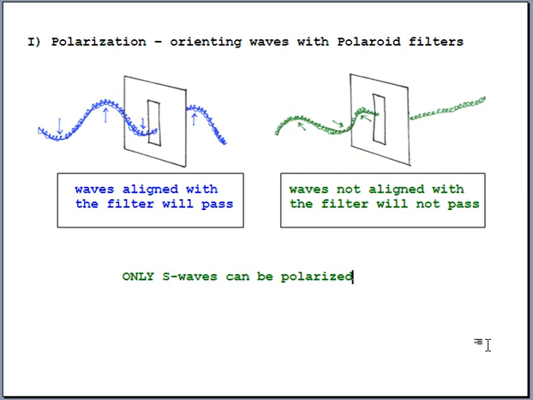Only S waves, side-to-side waves, like light, can be polarized. Sound waves that are push-pull, they cannot. But a little bit of trivia just as we finish. Because light waves, which are S waves, can be polarized, that's how we can have 3D movies. When you wear your 3D glasses, those are special Polaroid filters that allow the movie company to actually project two separate movies on the screen, one for your left eye and one for your right.